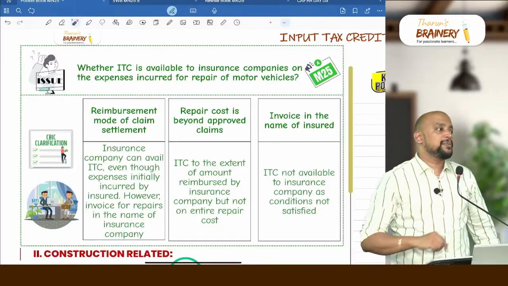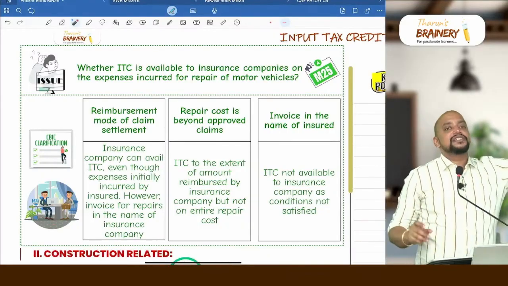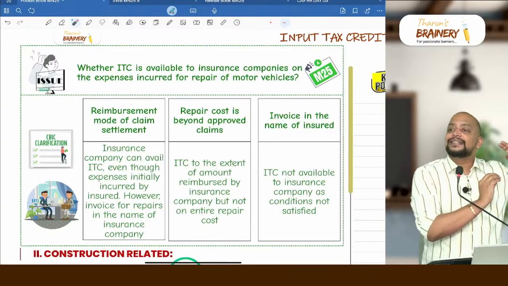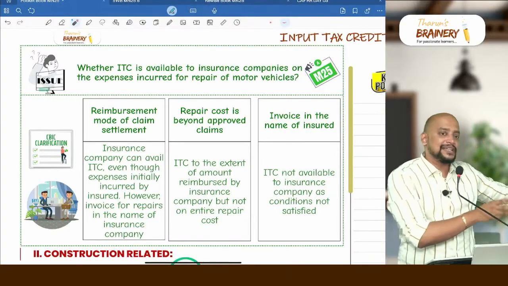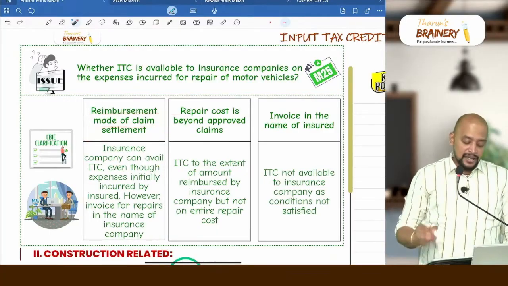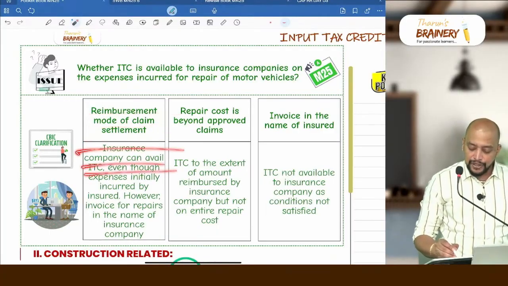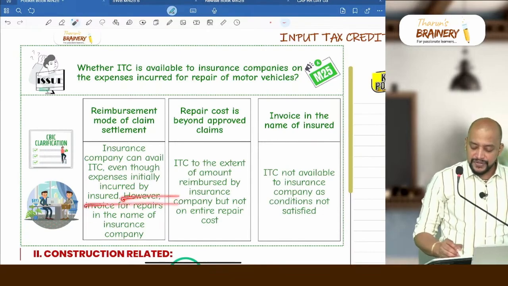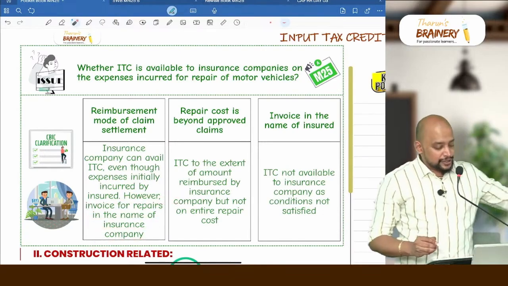Won't the restriction be applicable to the insurance company? No, because they have made payment to the insured. So due to that reason, that 180 days condition is not applicable to the insurance company. They can take ITC. That is this reimbursement mode of claim settlement. The insurance company can avail ITC even though expenses were initially incurred by the insured. However, the invoice for repair should be in the name of the insurance company.